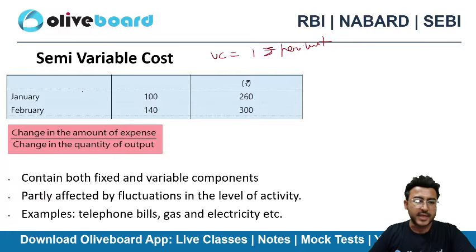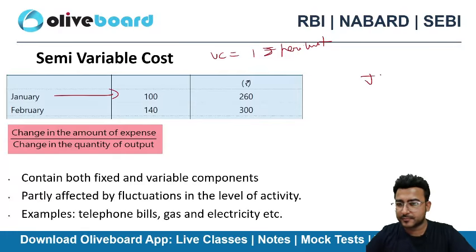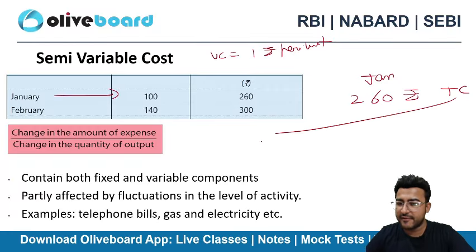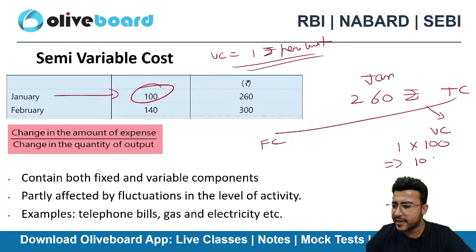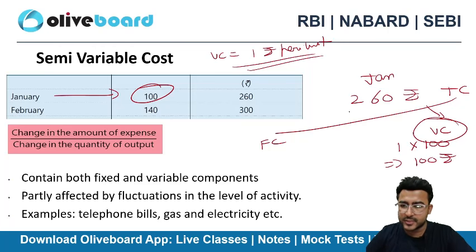Okay. So let's take the example of January. In January, the total cost is 260 rupees. Now this is total cost. It has fixed cost as well as variable cost in it. I know the variable component: 1 rupee per unit multiplied by 100 units that I have produced in January. So 100 rupees is my variable cost. So 260 is the total cost, 260 minus 100, 160 will be my fixed cost.